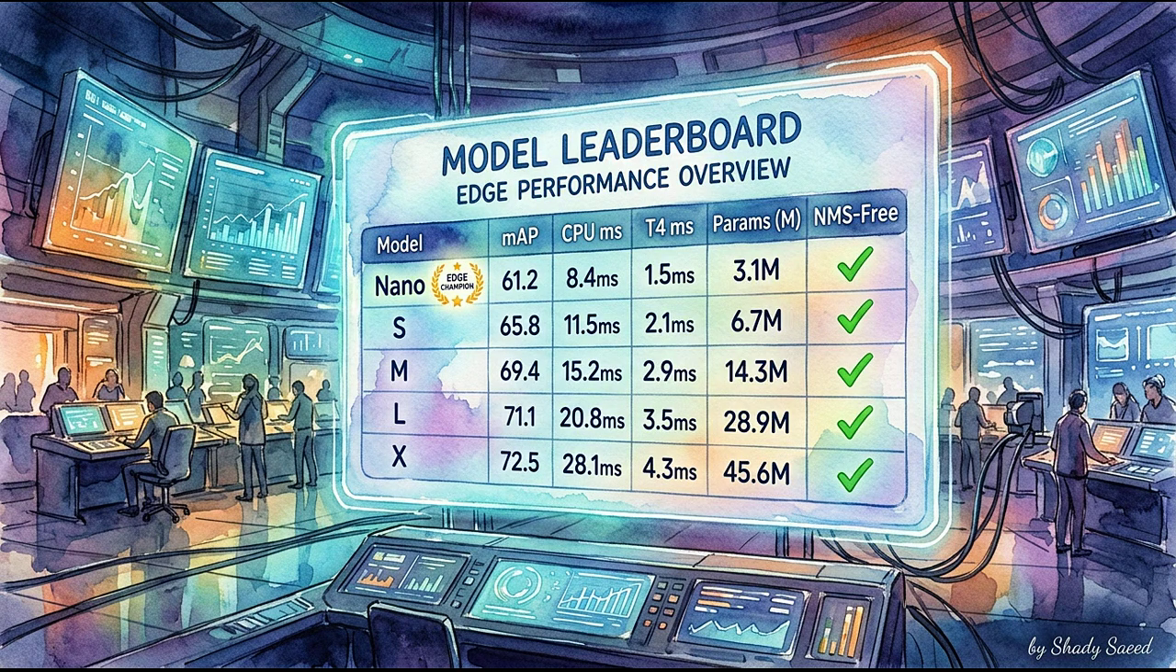The numbers tell the story. YOLO 26N: 40.9 mAP, 38.9 ms CPU, 1.7 ms T4, 2.4M params. YOLO 26X: 57.5 mAP, 526 ms CPU, 11.8 ms T4, 55.7M params. Compared to YOLO v12, YOLO 26 trades a tiny bit of GPU speed for dramatically better CPU and edge performance, plus NMS-free inference. It is the best YOLO for real-world deployment on diverse hardware.